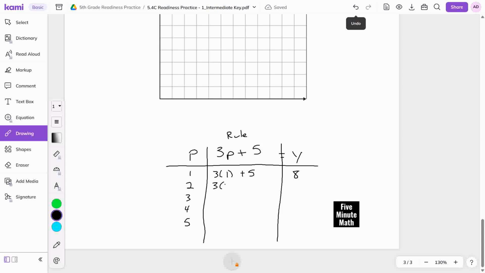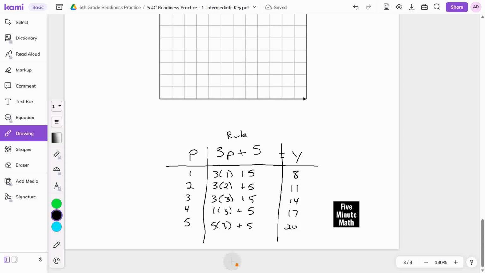Now I'm going to take my 3 and multiply that by 2 days. That's 6. Add the 5, and that's going to get me 11. Then 3 days, multiply by 3, that's 9, add the 5, that's 14. So you notice my y is still going up by 3, but I'm looking side to side here. Then 4 times 3 is 12, add the 5. You notice we're up to 17, and then 5 times 3 is going to equal 15, add the 5 is 20.